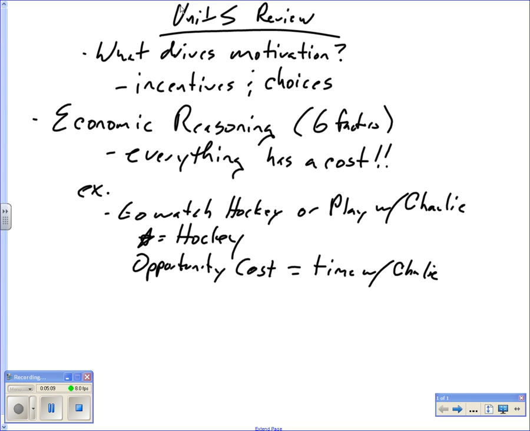If you don't have those in your notes, you should go back and look at them. But the real big issue is this. Make sure you understand that everything has a cost, what the most important costs are, and then how to solve this. I'll give you an example now with monetary cost.